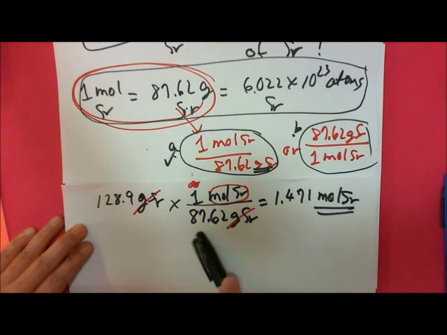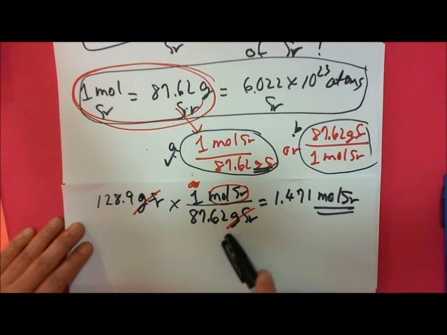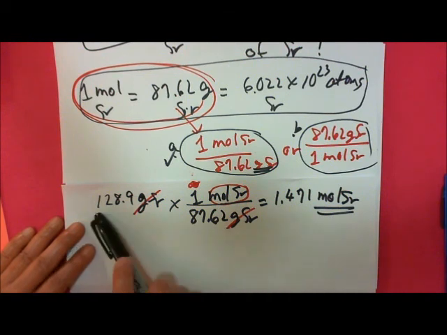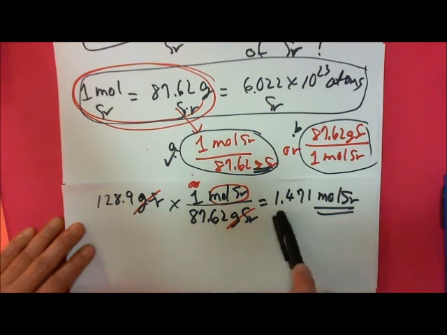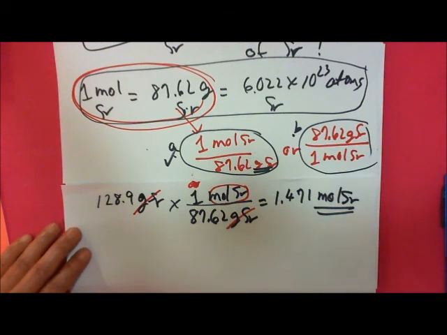Now, how many significant figures do I have? My periodic table only had 4 significant figures, but my original number that I was given had 4 significant figures, so I had to have no more than 4 significant figures in my final number, because I'm doing a multiplication and division problem in this case.